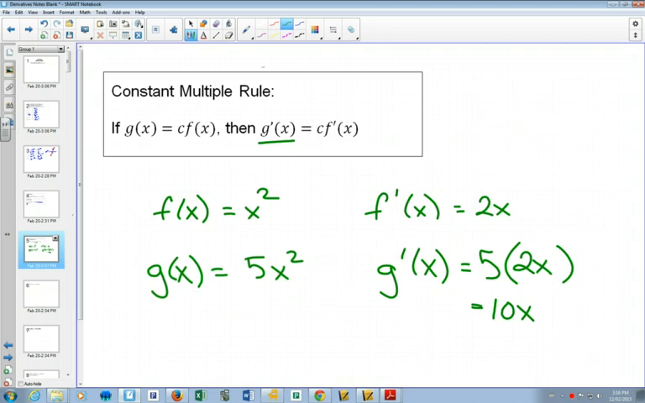But this idea goes beyond just the power rule. This works for anything. If you have a constant in front, that doesn't affect the derivative other than multiplying your derivative by that same number.